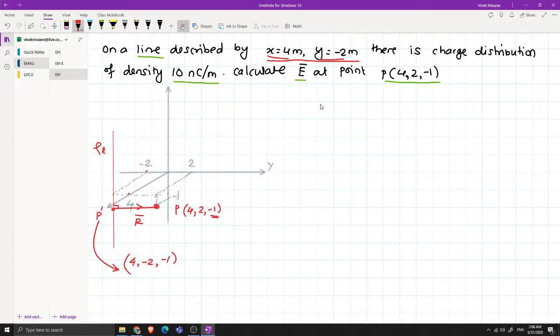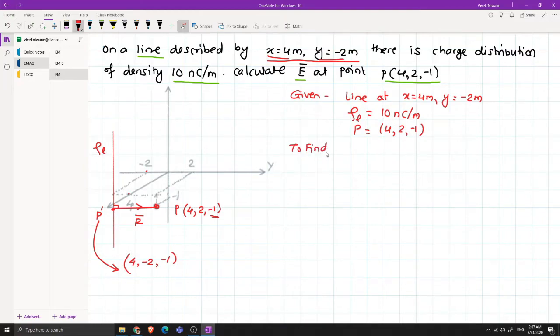Okay. Now our numerical has got straightforward procedure. Let us write down given data. Okay, given is line at x is equal to 4 meter and y is equal to -2 meter. Then rho L is equal to 10 nanocoulomb per meter. Point of observation P is at 4, 2, -1. What we need to find? E bar at P.